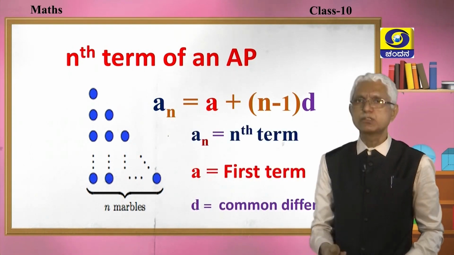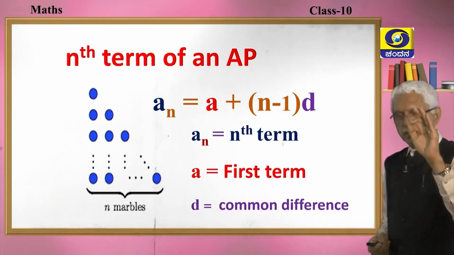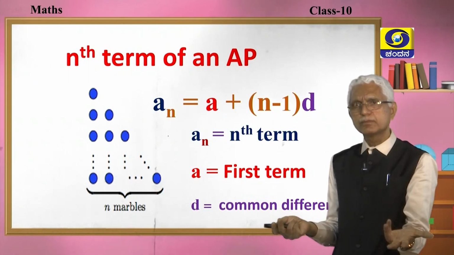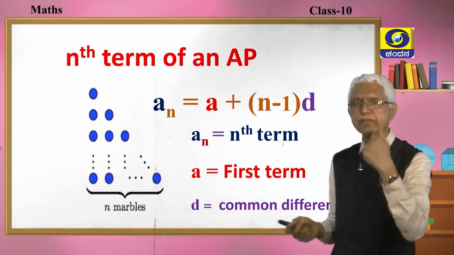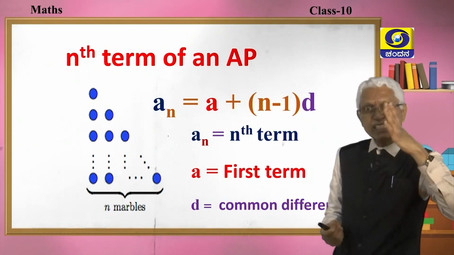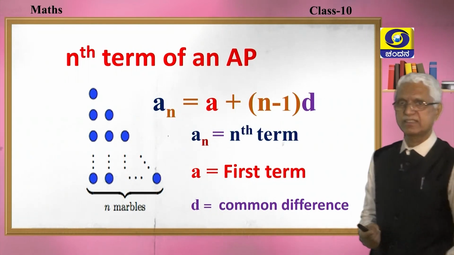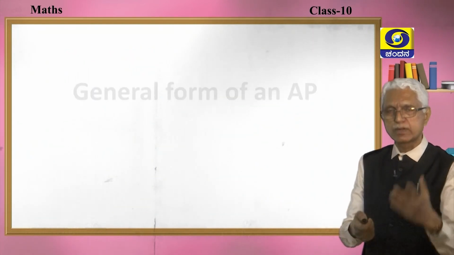What we were trying to tell you is just to reinforce. What is an? Nth term. You want the 20th term? A20. What is a? First term. What is D? Common difference. Okay, that's good. That's wonderful.